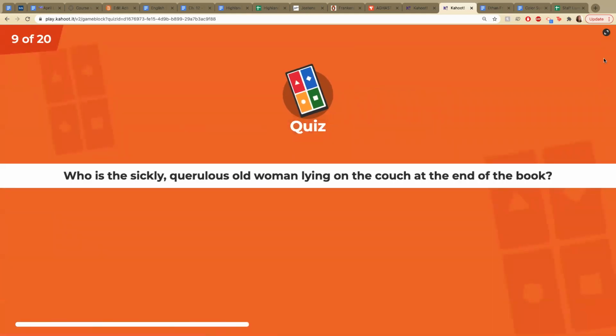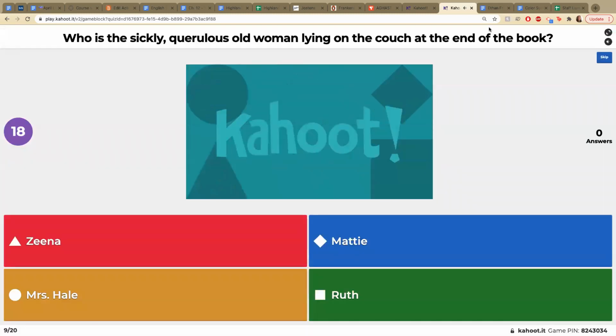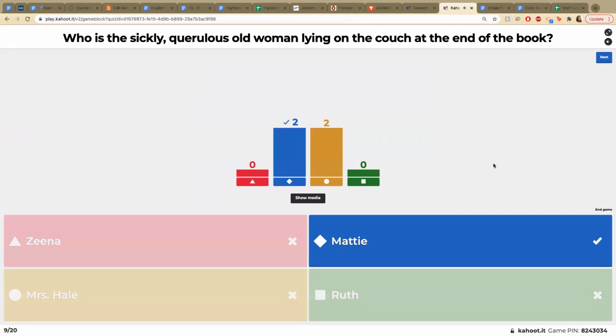Who is the sickly, querulous old woman lying on the couch at the end of the book? Yeah, guys, at the end, it's Maddie. They kind of do this little role reversal by the end. Zane, you just came in. We're doing a Kahoot to review for our test on Ethan Frome tomorrow.